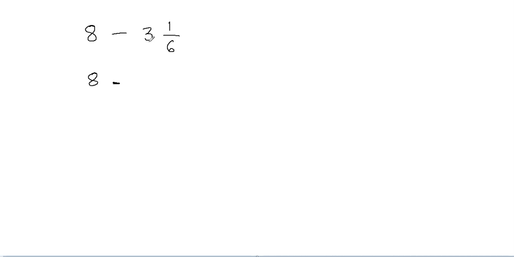So we're going to multiply the whole part with the fraction's denominator. 3 times 6 is going to give me 18, and then we add that to the numerator. So 18 plus 1 is going to give me 19, and we don't change the denominator, so the denominator is still going to be 6.